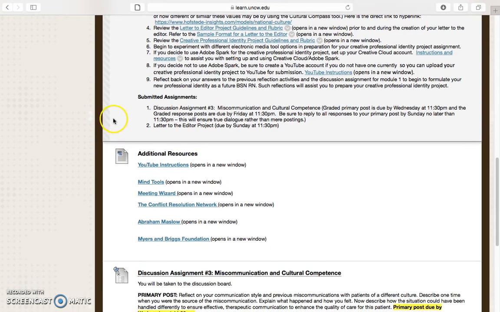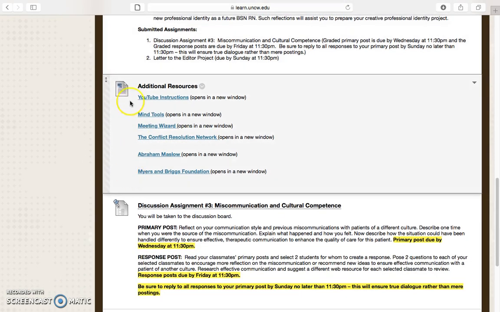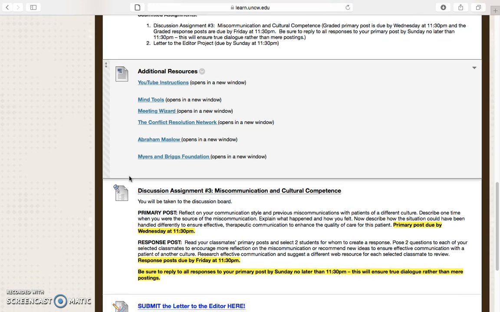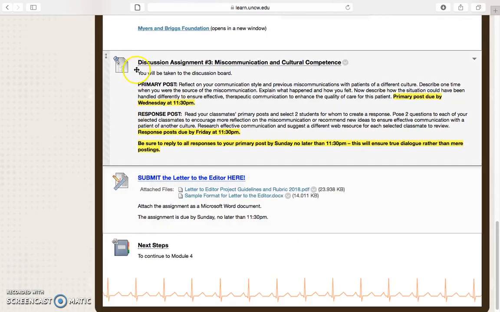So this week, you will be submitting your discussion board assignment and the letter to the editor assignment. Those are both submitted assignments for a grade this week. We have more additional resources to help your learning and to help you with preparing for other assignments due in the following weeks. But let's focus just a minute on the discussion board assignment.